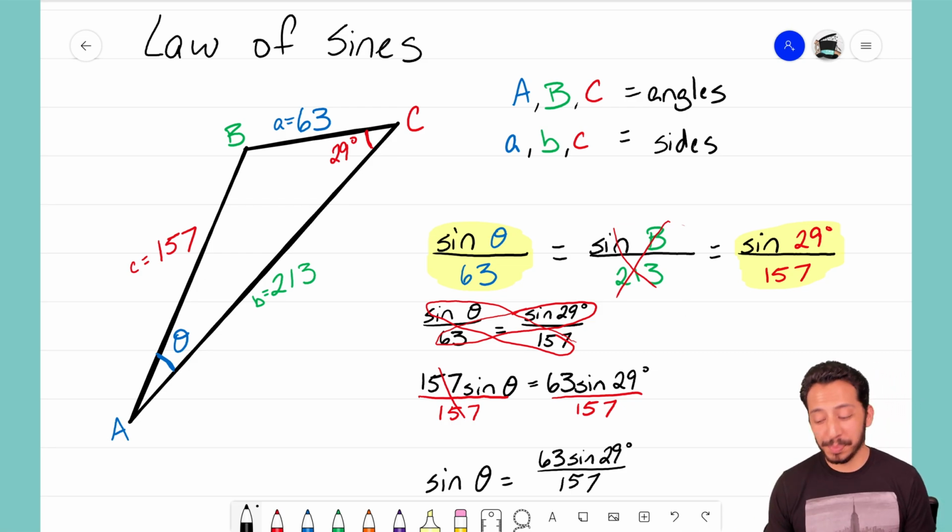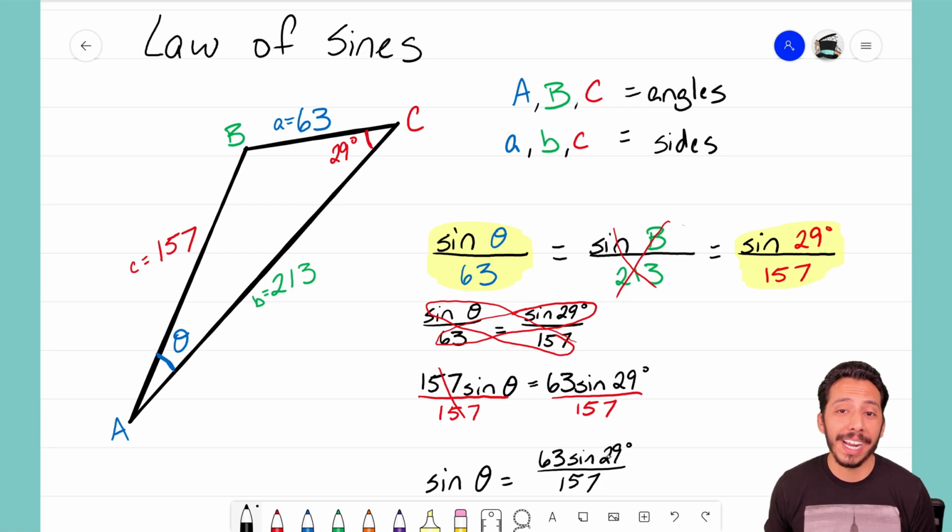Now I can't just put this into my calculator, right? I can't just put that expression in just yet because I'm trying to find out what theta is, and right now we have a sine that's attached to that angle. So what I'm going to need to do to remove that sine is inverse sine, so I can figure out what theta is going to equal.